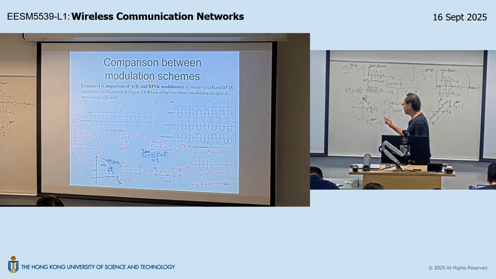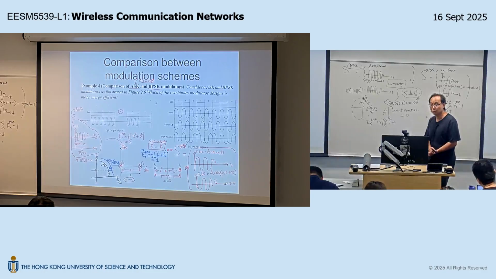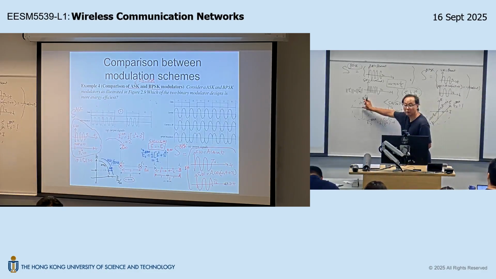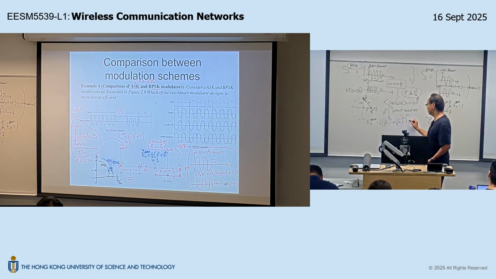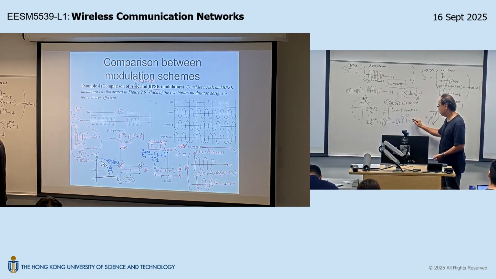Half of the time you transmit S1. If you transmit S1, what's the energy? This length squared, right? So square root 2 squared, plus half of the chance you transmit S2. When you transmit S2, what's the energy? This length squared, right? So square root 2 squared. At the end, what is the result? 2 units, right?